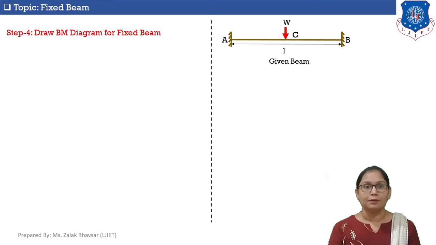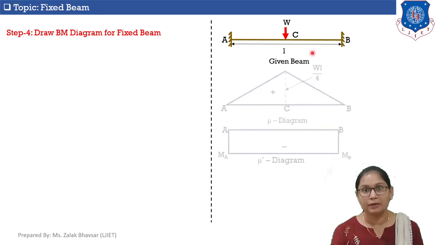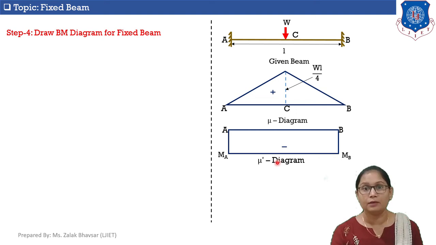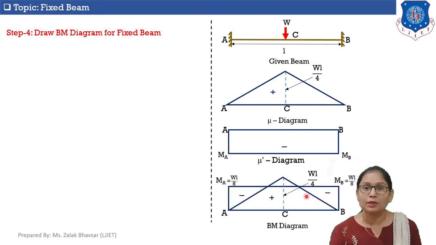Now let's move to step number 4. In step number 4, we will draw the bending moment diagram for a fixed beam. Here this is the given fixed beam, and these are the M diagram and M' diagram that we discussed already. Now the bending moment diagram for a fixed beam is nothing but the combination of these two diagrams, the M diagram and the M' diagram. So here you can see that this is the bending moment diagram for a fixed beam where MA is equal to MB is equal to minus WL by 8. Okay. Now let's move to step number 5.